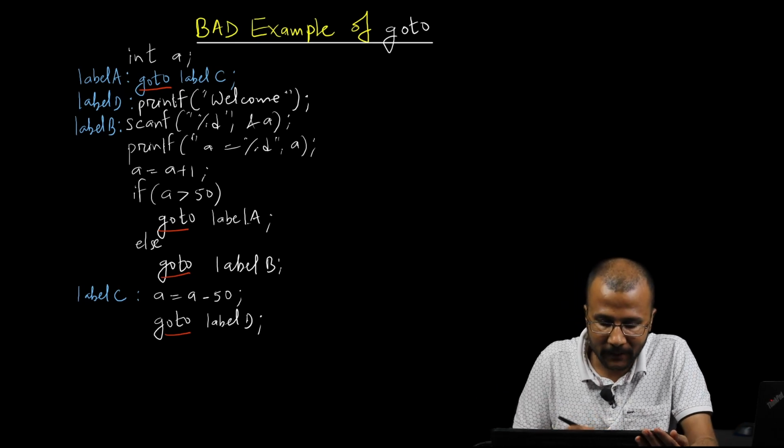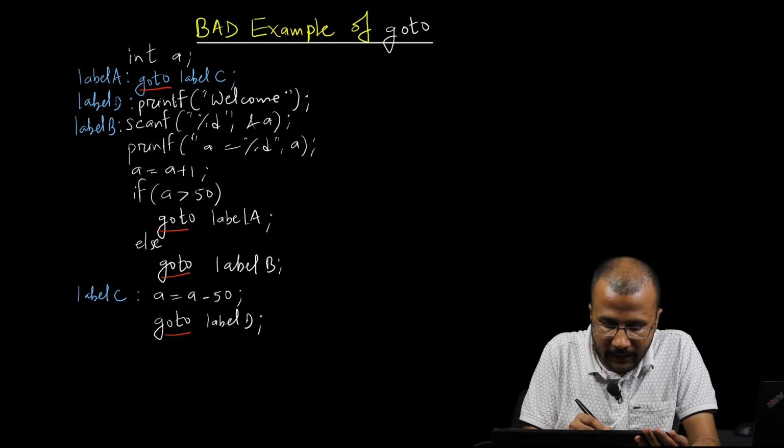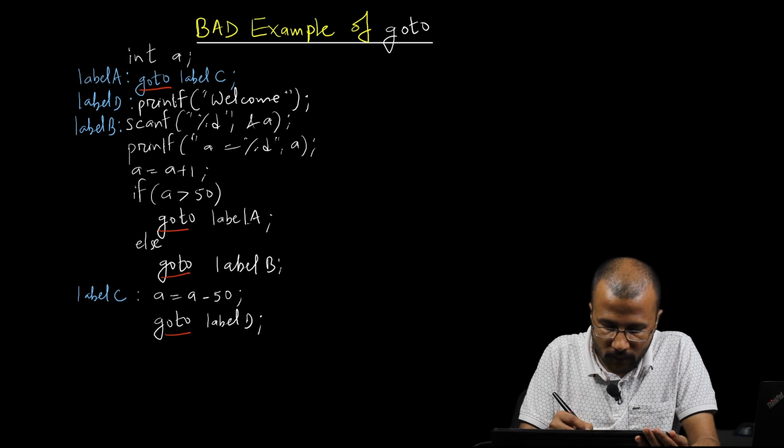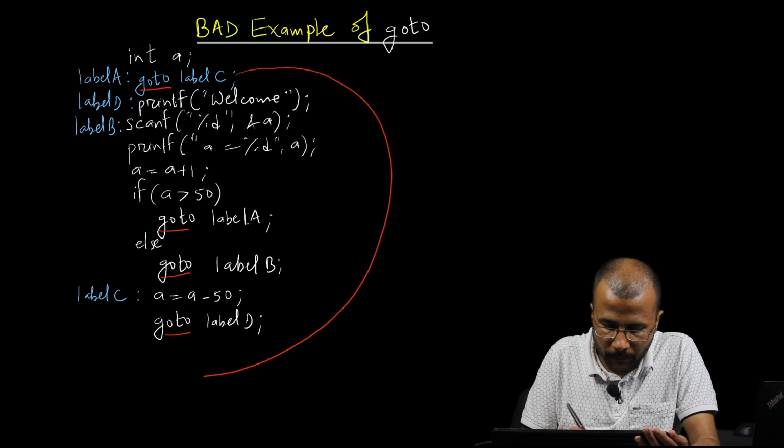Let's look at this example. Here label A, label D, label B and label C are available. Here I go to label C, that means I go here.